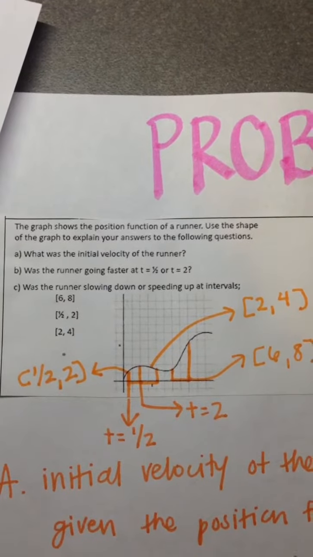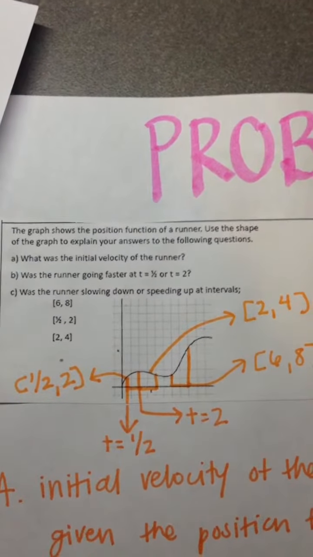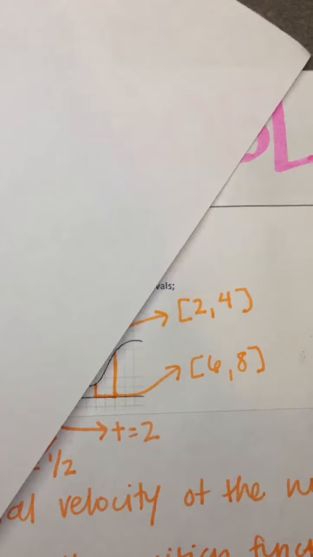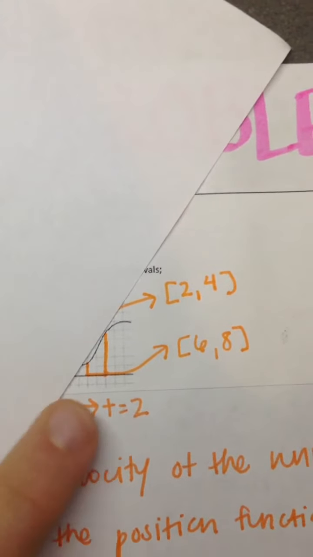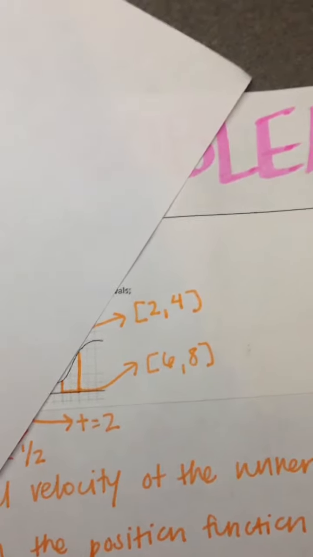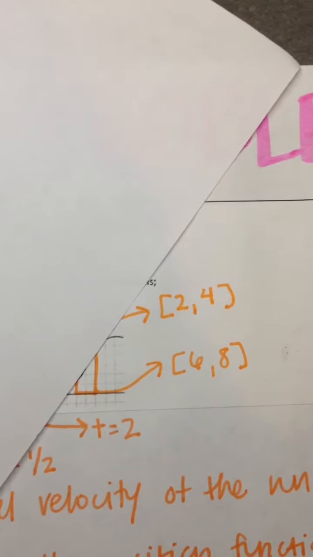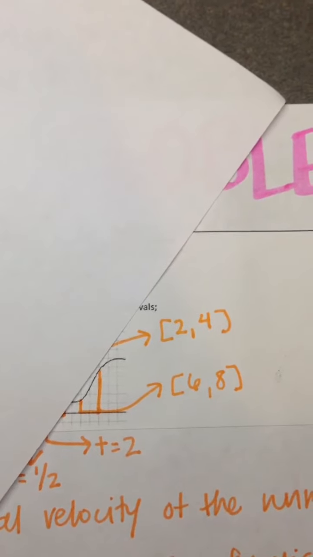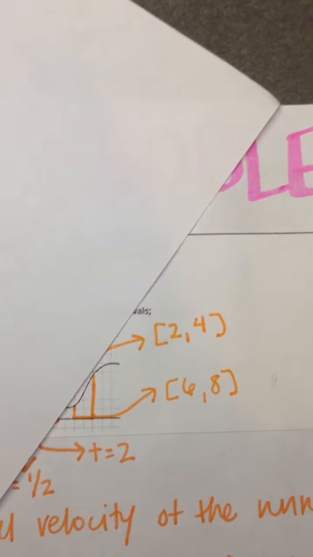And for the final part of the problem, we have to figure out if the runner is slowing down or speeding up over the given intervals. Over the interval 6 to 8, the particle is speeding up because the slope of the tangent line is steeper. Over this interval, the slope of the tangent line increases and just continues to get steeper, so the speed increases and the particle is speeding up.